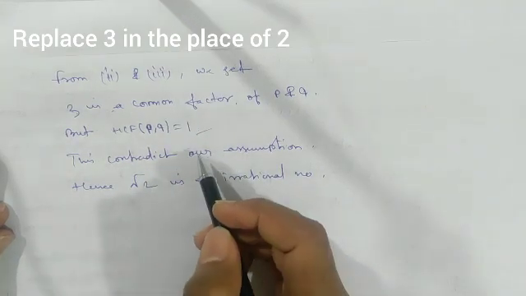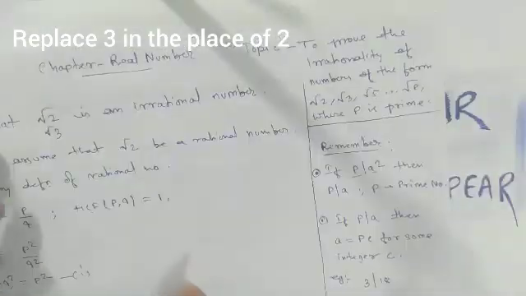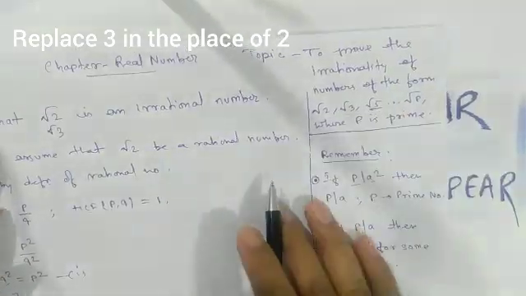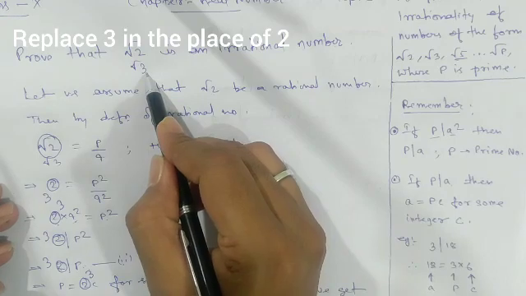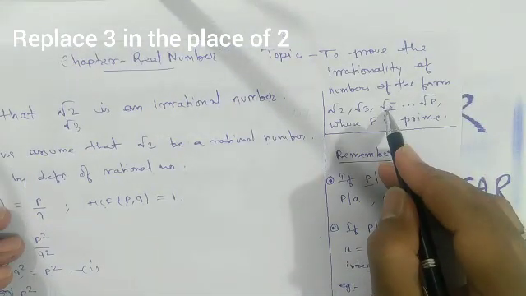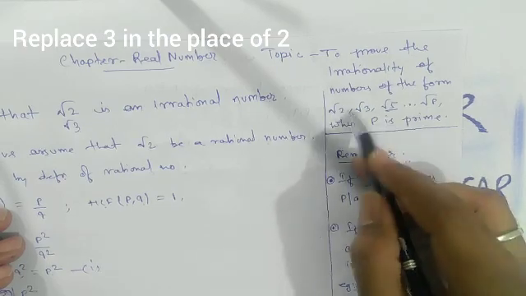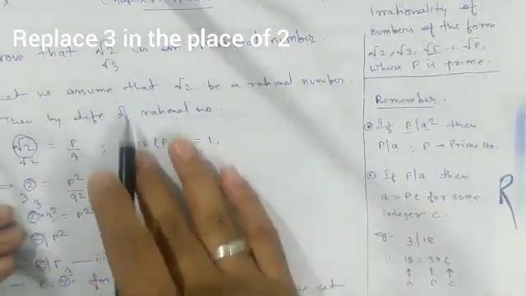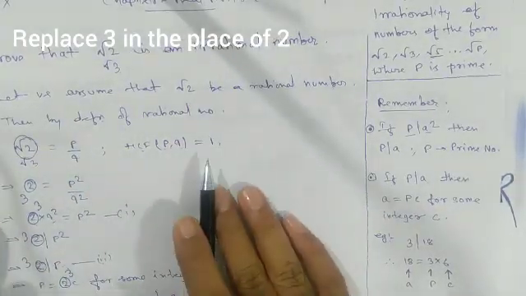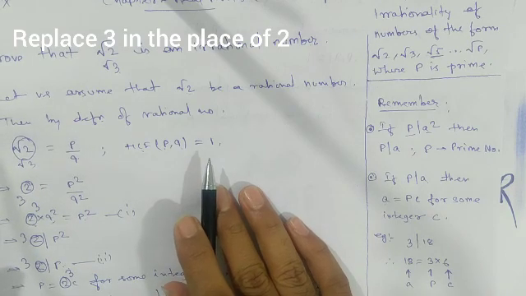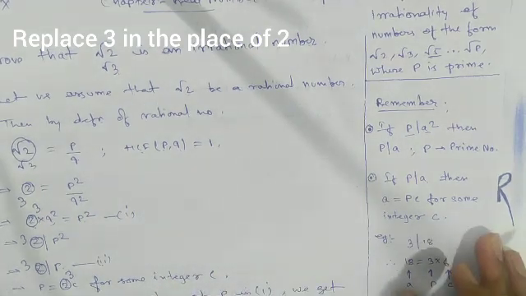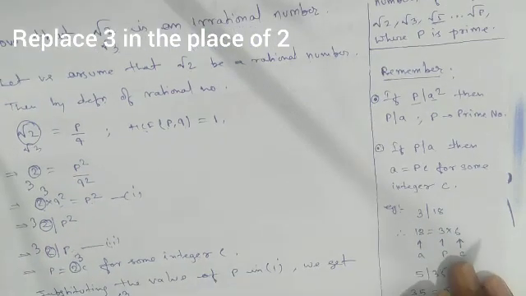This contradicts our assumption. Similarly, if they ask you for root 5, in place of root 3 you use root 5. Whatever value they choose, if it is prime, then you can follow these steps and prove it. Okay, I hope you have got it. Thank you. See the steps here.